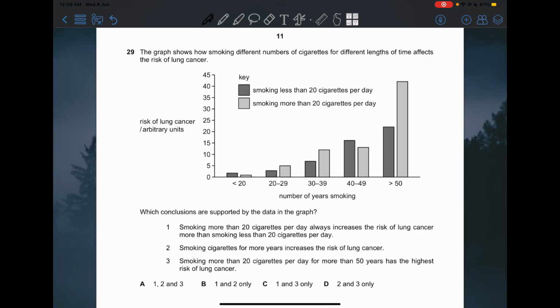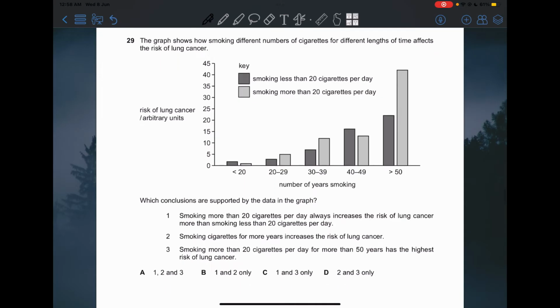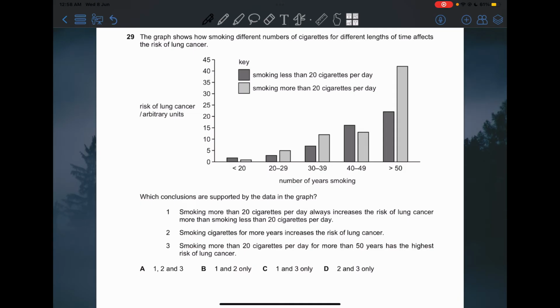29. The graph shows how smoking different numbers of cigarettes for different lengths of time affects the risk of lung cancer. Which conclusions are supported by the data in the graph? Now let's read the conclusions. Smoking more than 20 cigarettes per day always increases the risk of lung cancer more than smoking less than 20 cigarettes per day. Now they're saying that if you smoke more than 20 cigarettes per day, it will always increase the risk. So let's see over here. Now at 20, the risk was lower. So over here in the 20 to 29, the risk increased, and at 30 years and 39 years it increased.